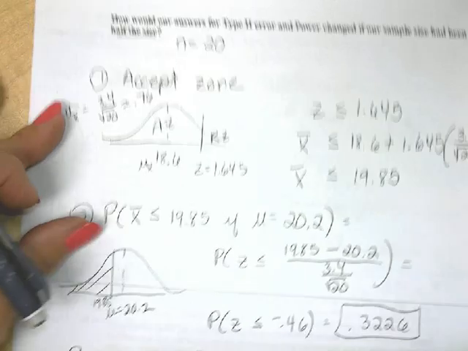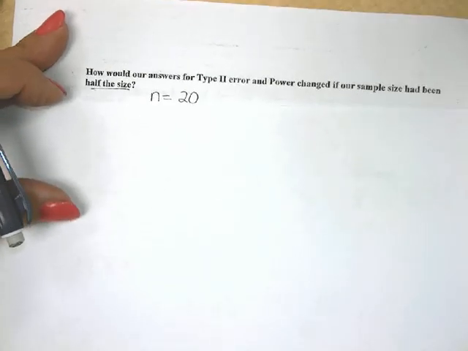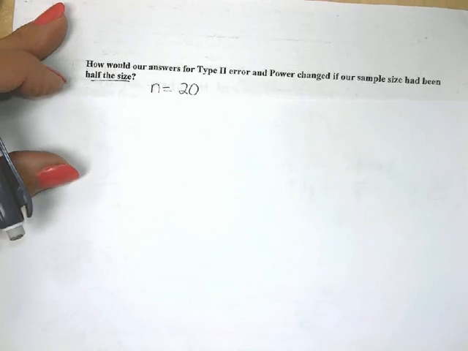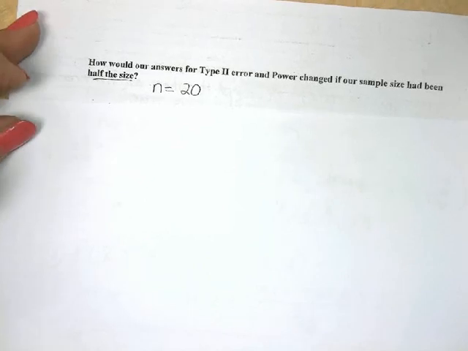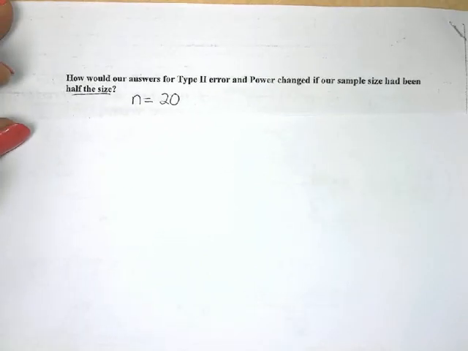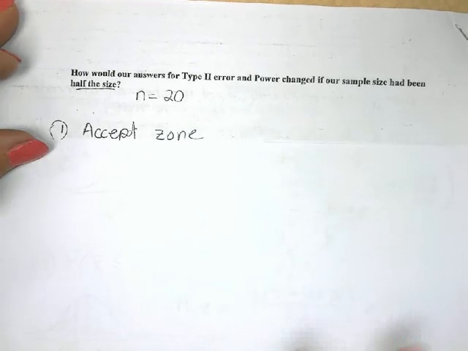And I said, how would the answers for the type 2 error and the power change if our sample size had been cut in half? And that's going to impact us because remember, our sampling distribution will change and our standard deviation will change if we actually change the sample size, because our standard deviation of the sampling distribution is the individual over the square root of n. So think about what we're doing.